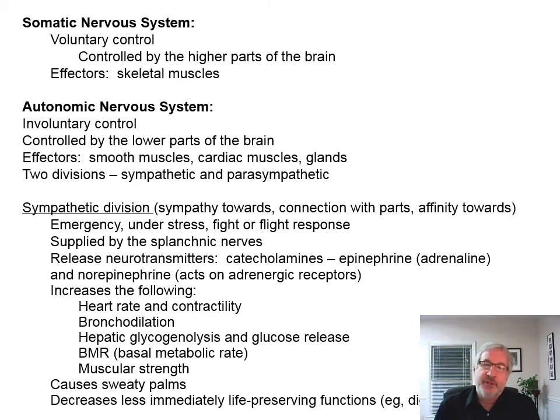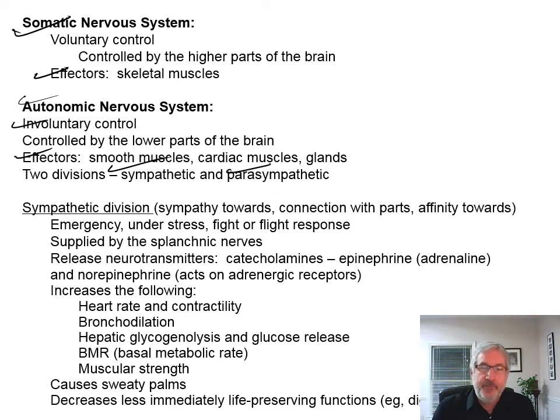So your somatic nervous system is voluntary control up here. Your effectors are skeletal muscles. Your autonomic nervous system is involuntary control, controlled by lower parts of the brain. Your effectors are smooth muscles, cardiac muscles, and glands. And you have the sympathetic and parasympathetic divisions.